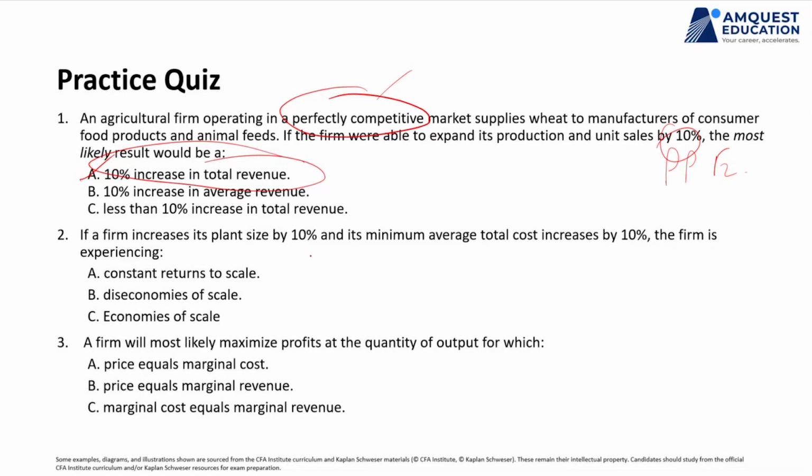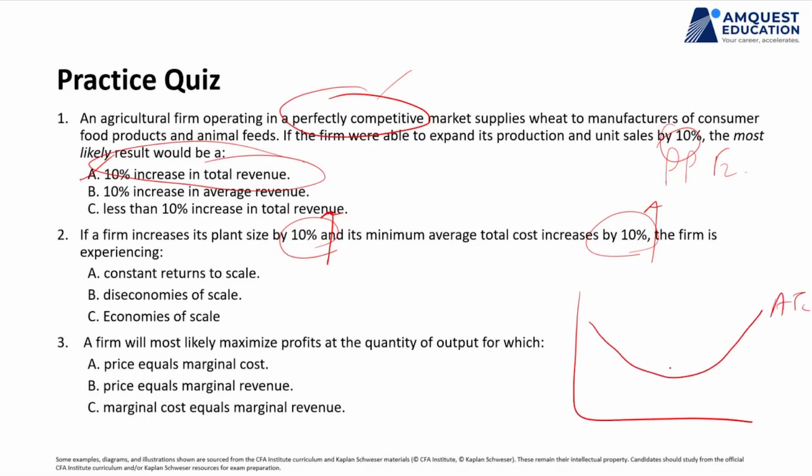If a firm increases sales by 10% and average cost increases by 10%, then what is the firm experiencing? So here the firm is increasing output by 10%, but average cost is also increasing. Now, when will the average cost increase? When there is economy of scale, average cost reduces; this is diseconomy of scale, and this is constant returns. So here it's reducing, here it's constant, here it's increasing. Here they say it's increasing. So the answer is diseconomy of scale.